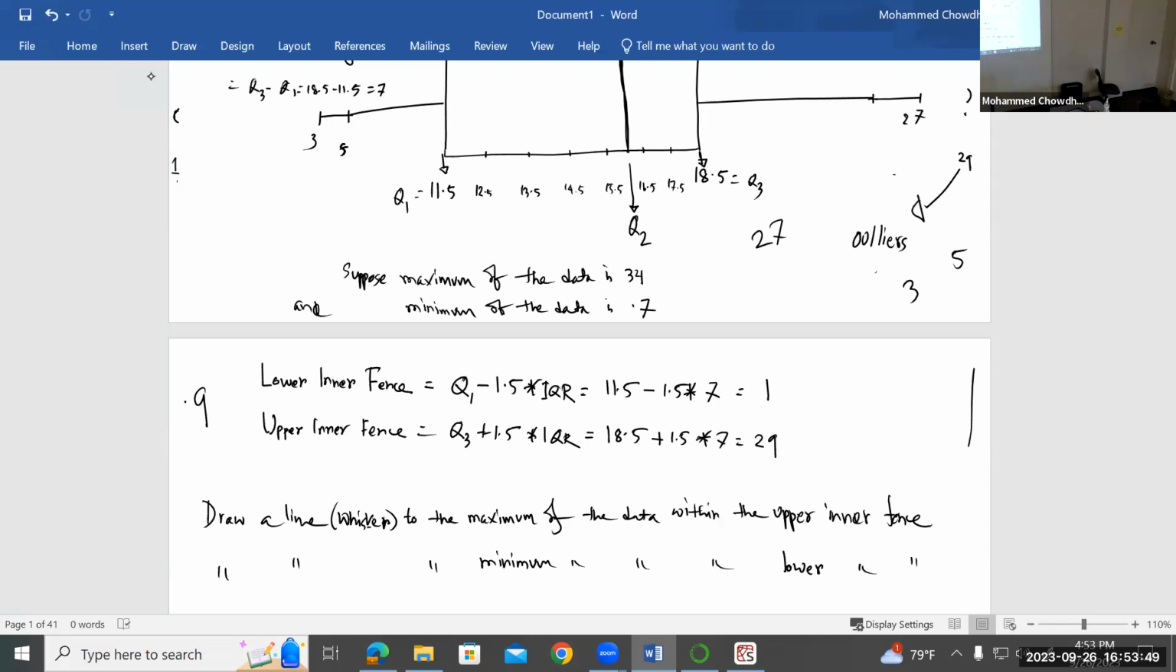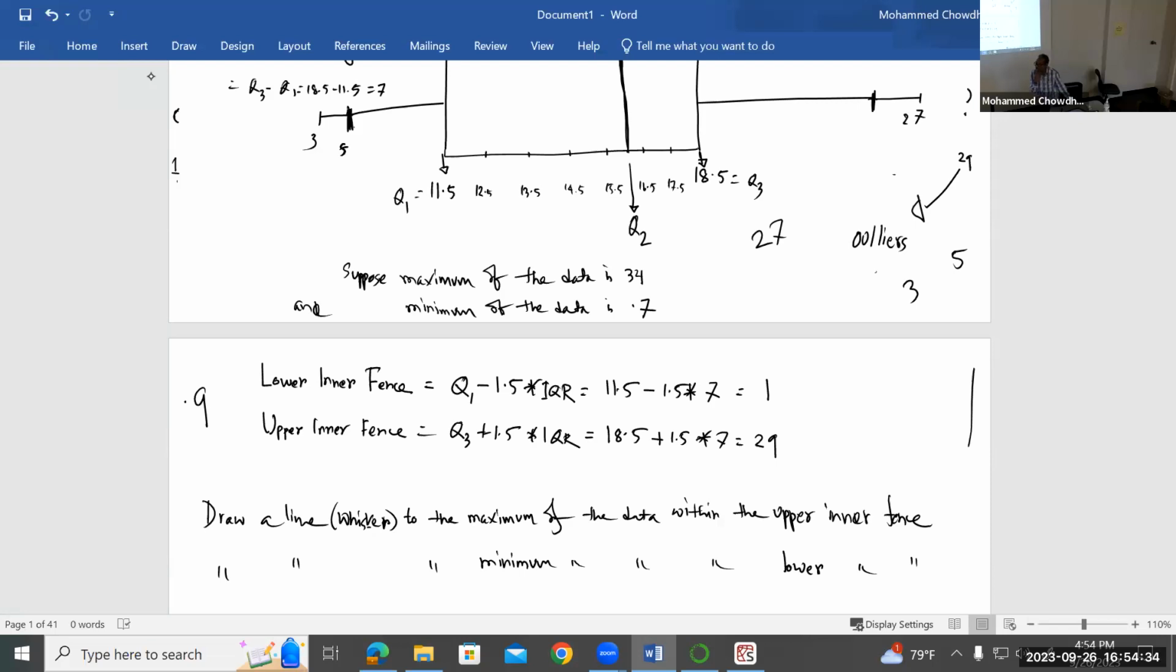Anything that falls outside that whisker value is called an outlier. For now suppose you stop here, right? You stop here because there is no 3 or anything. Then anything that falls outside that whisker is called an outlier. So in my case, 29 would be an outlier if 29 appeared there. No, 34 will be an outlier.